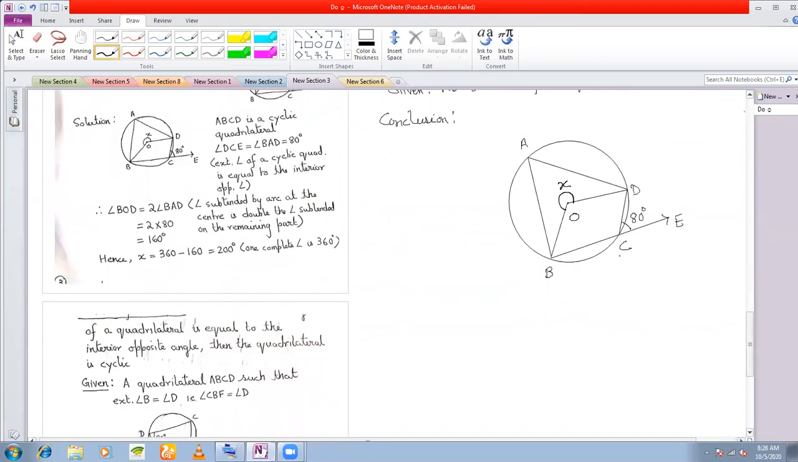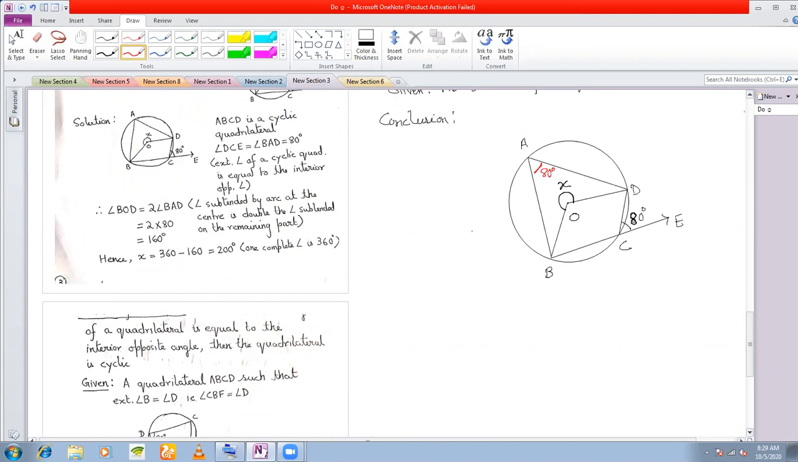See that the 80-degree angle that is given to you is the exterior angle of the cyclic quadrilateral ABCD, isn't it? That means if this is the exterior angle, it must be equal to the interior opposite angle. And which is the interior opposite angle? This one. So this must also be 80.